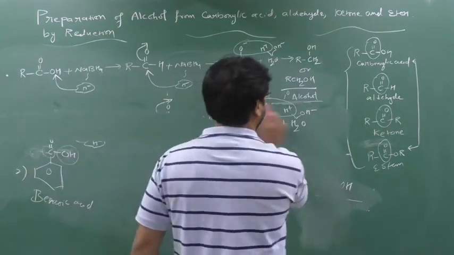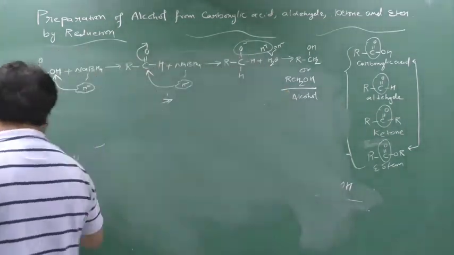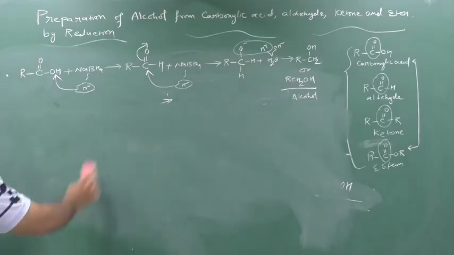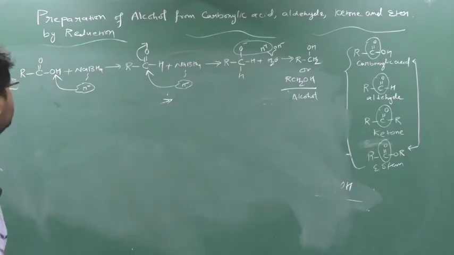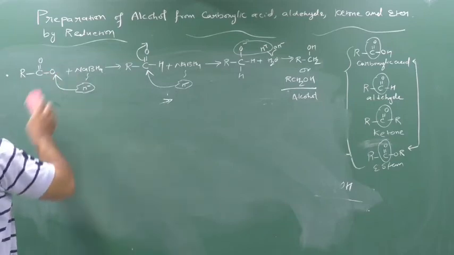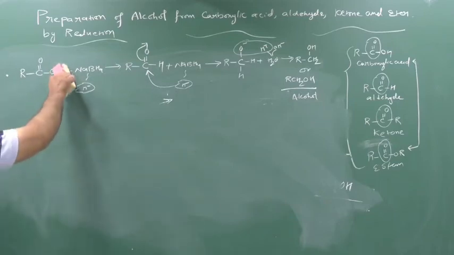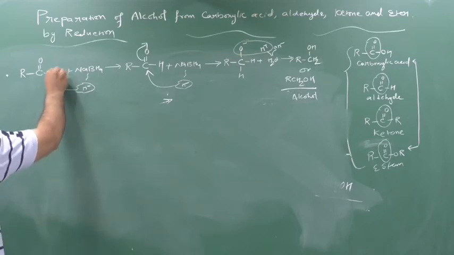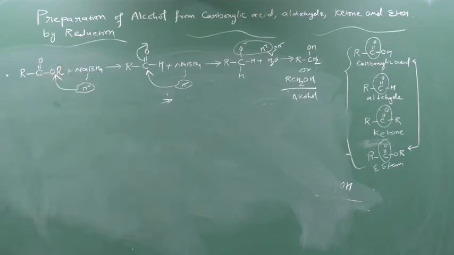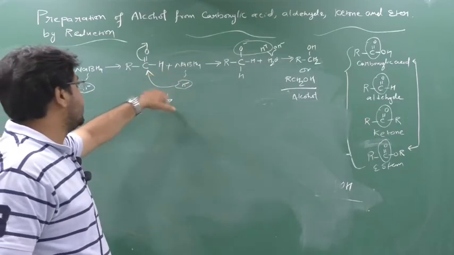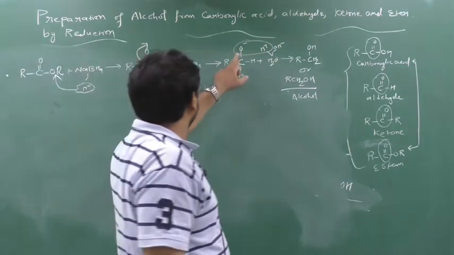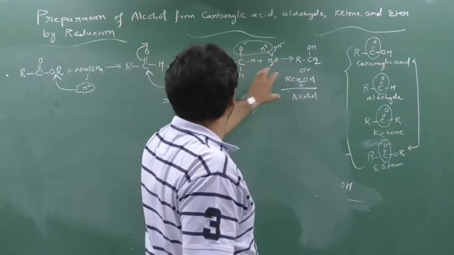Next we will see ester. So ester, it's very simple. Why? See what is the change between this and ester? Nothing, no? Just you take here R. So this is now ester. In the first attack OR will be removed, so in place of OR, H will come. In the second attack H minus will come, then this H minus will react.